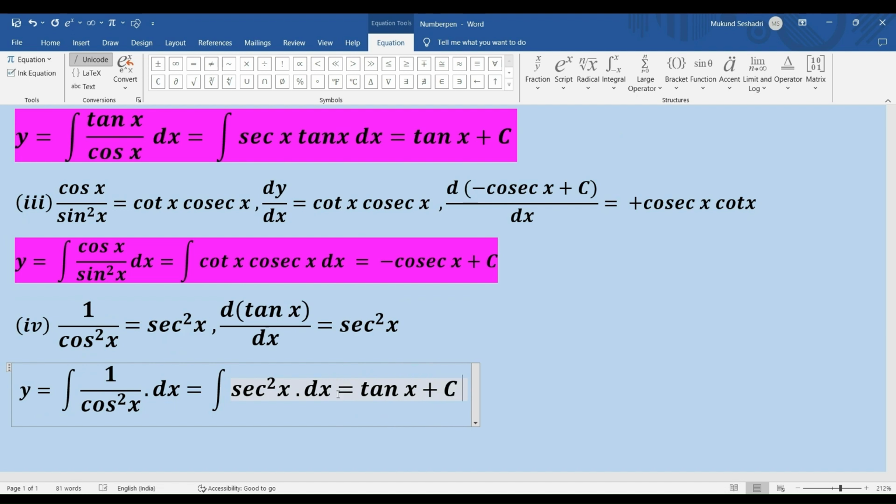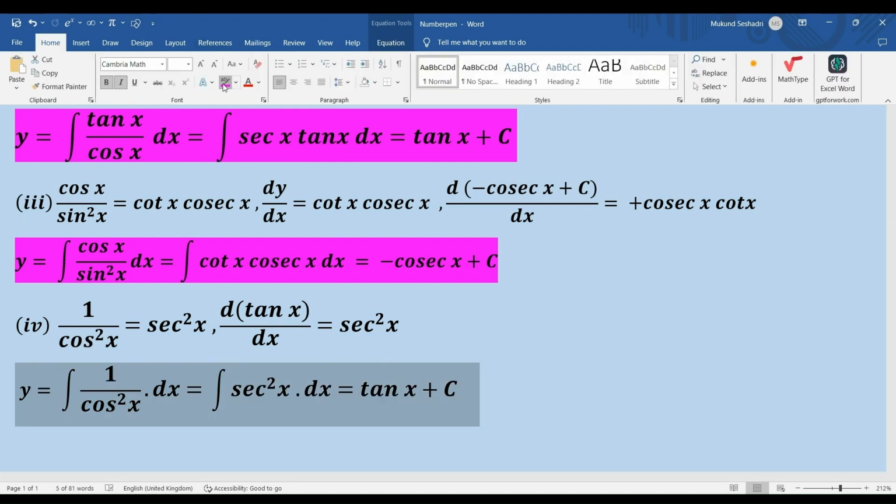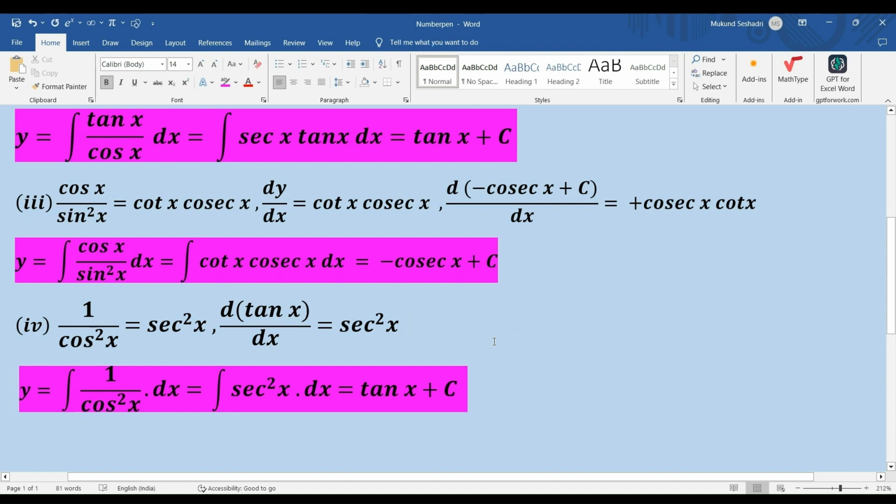And why is c coming into the picture? Because d by dx of a constant is 0, and for the same derivative I can have many antiderivatives, right? And all those antiderivatives are differentiated by the constant c. So let me highlight it in pink. So there we have it.